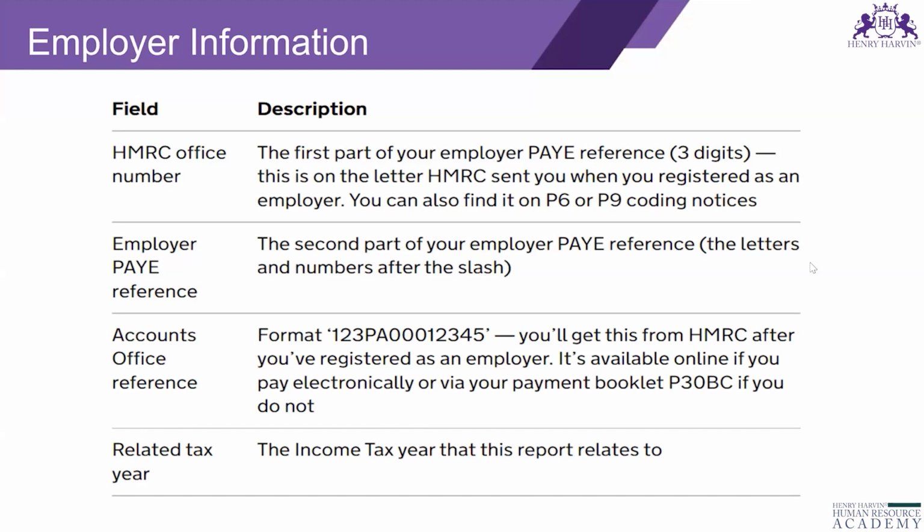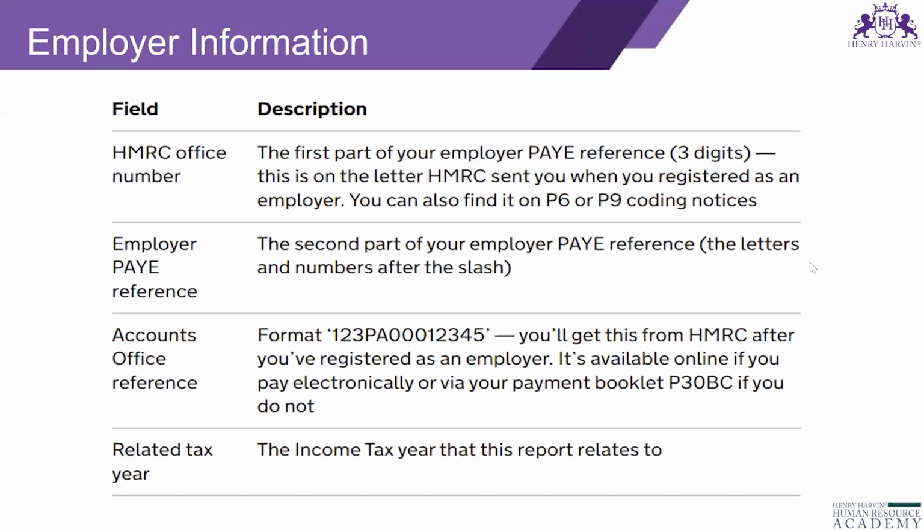The first part of your employer pay reference, 3 digits, is the HMRC office number. So the pay reference will have the first 3 digits, then a slash, and then 6 more digits. The first 3 digits are the HMRC office number. This is on the letter HMRC sent you when you registered as an employer. So it is part of the pay reference. The complete pay reference number will include this. You can also find it on P6 or P9 coding notices.